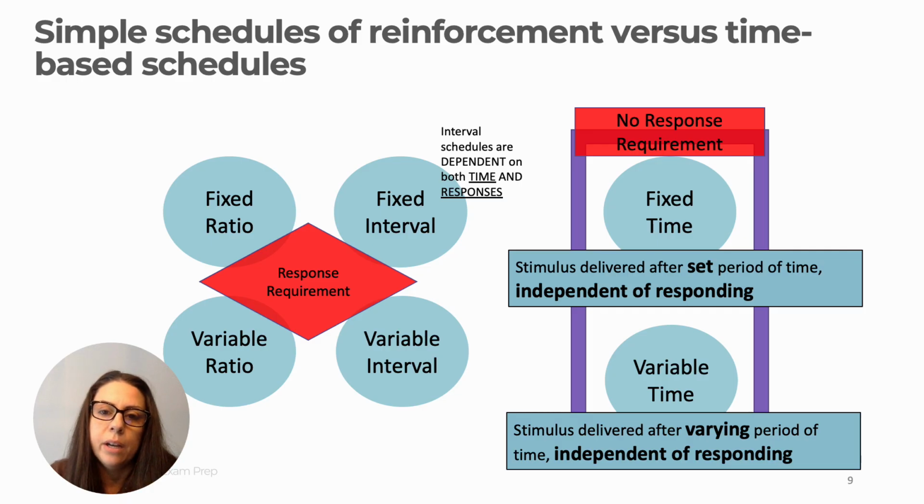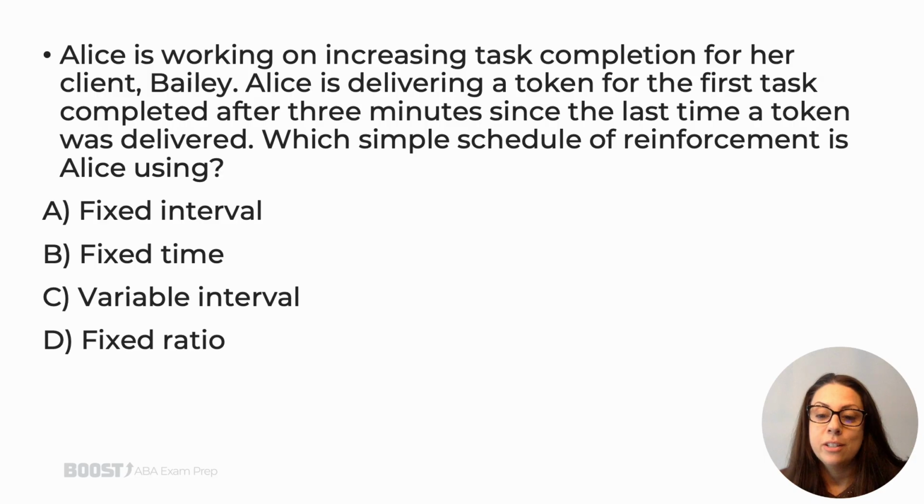So let's do an example here. If my kids are playing together, and let's say I pop in every 5 minutes to check on them, and I say, after 5 minutes, looks like you're having fun, right? I don't know, something. That's a fixed time because it's every 5 minutes. If I pop in roughly every 3 to 6 minutes, well, that's a variable time. But the point is that there's no response required. They don't have to do anything for me to deliver the reinforcer. It's just time passing. So that was a little tangent or review on simple schedules of reinforcement and time-based schedules.